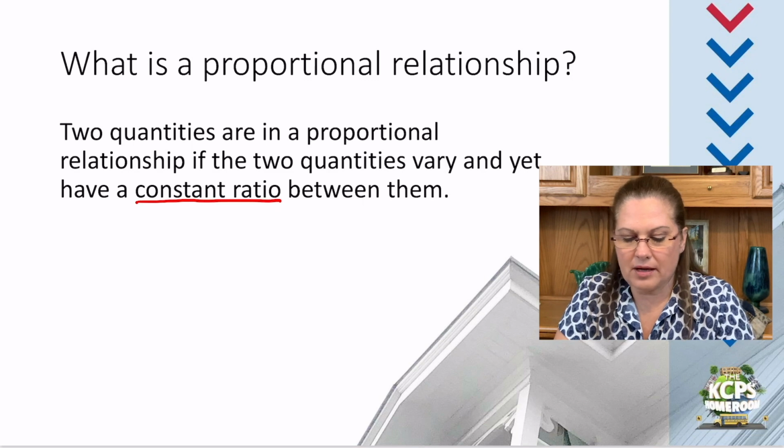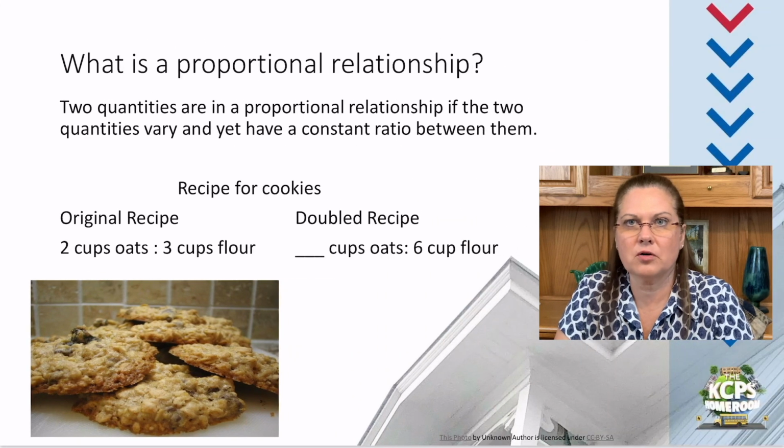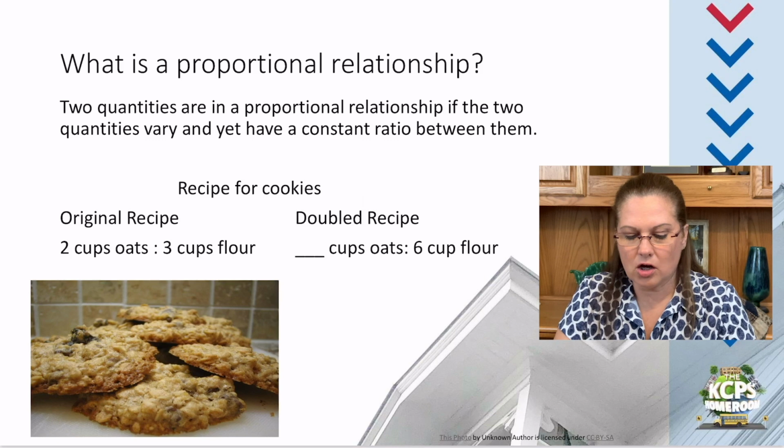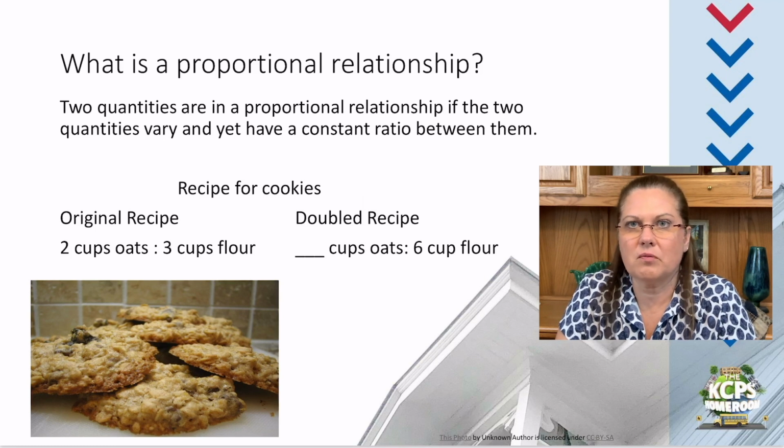Our first example today is cooking. It's probably the one you're most familiar with, because we all double, triple, and sometimes quadruple a recipe. At my house, we always like to make oatmeal cookies, and they never seem to go far enough. So our original recipe calls for 2 cups of oats to 3 cups of flour. Because we always run out sooner than we want, we're going to double the recipe. And when we say double, that gives us our constant ratio right there.